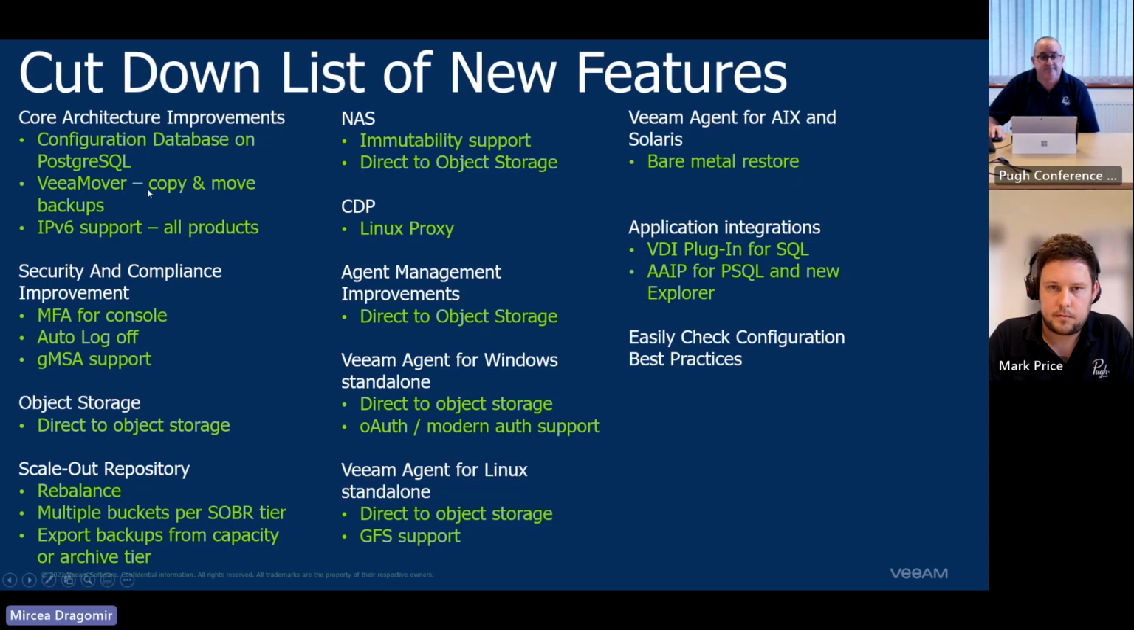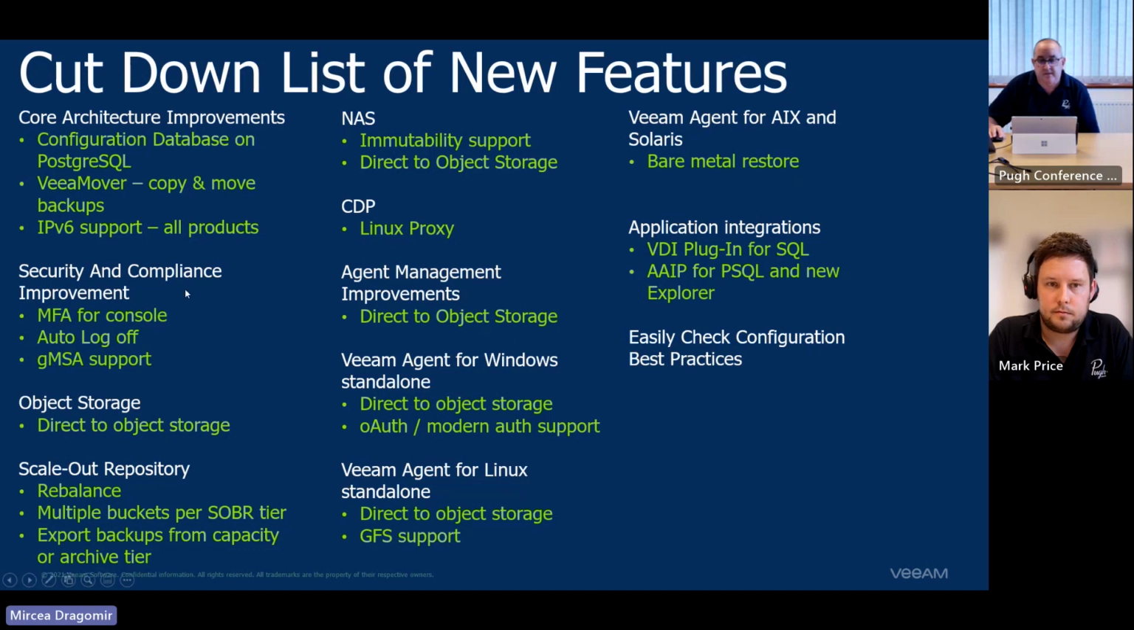We can also use our Veeam Mover capability from now on, which allows us to migrate the data, as you can see, copy or move the data from a repository to the other. And you'll benefit of native repository deduplication capabilities from the get-go. Until now, we had to basically start a new backup chain to have these benefits. And as another core architectural improvement, we also have IPv6 support across all of our products.